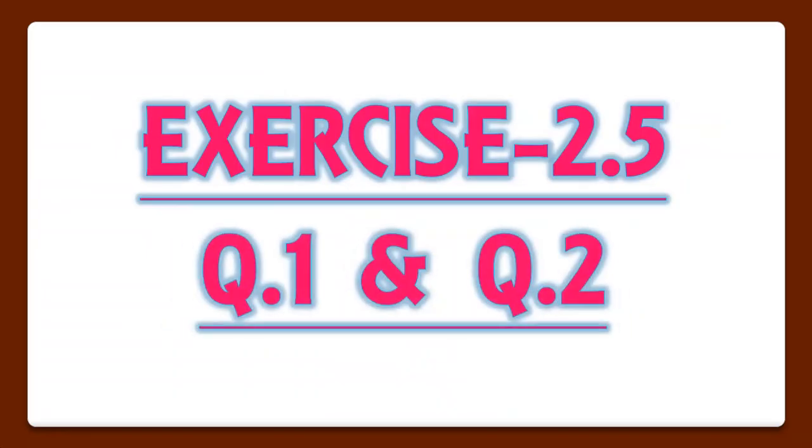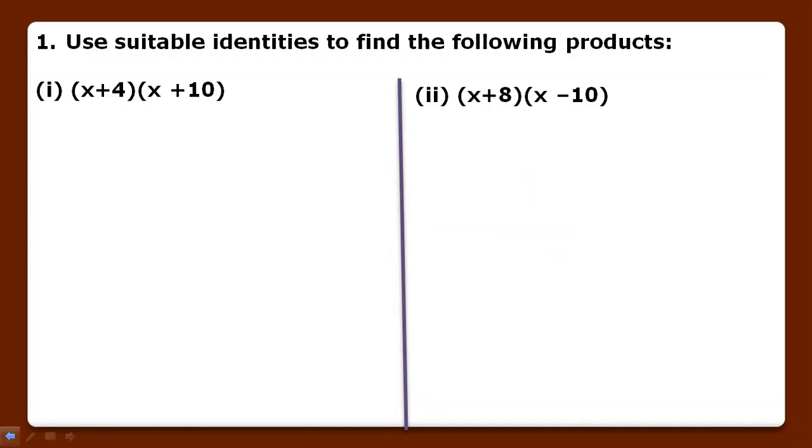We have already studied the algebraic identities related to this exercise. You can check that video in the description box to have a better understanding of this exercise. Today we will do the first two questions of this exercise. So let's start. Use suitable identities to find the following products.